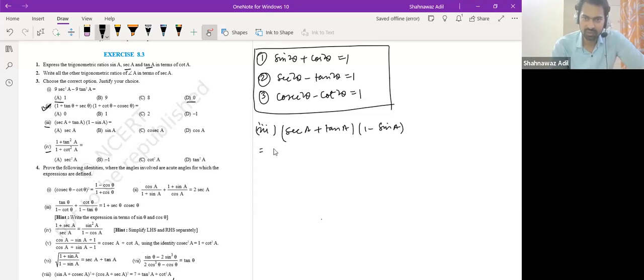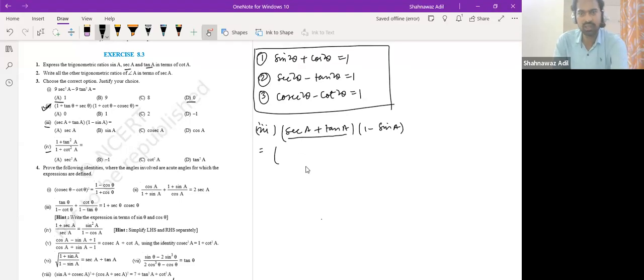We have to find out the value. What should we do first? Open the brackets. Within the brackets, what should we do? Remember those earlier points that I said. Whenever we get complex terms, change it to sine and cos, right? Yes, sir. So first we will change it to sine and cos.